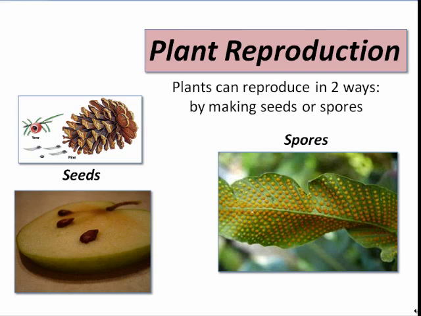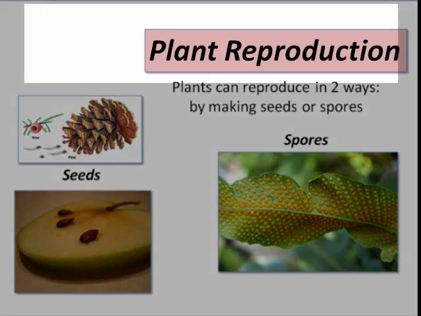We're going to talk to you about plant reproduction. All right, get excited. Basically, plants can reproduce in two different ways. Some types of plants reproduce with spores and others reproduce with seeds. And I'm going to talk to you first off about plants that reproduce with spores.